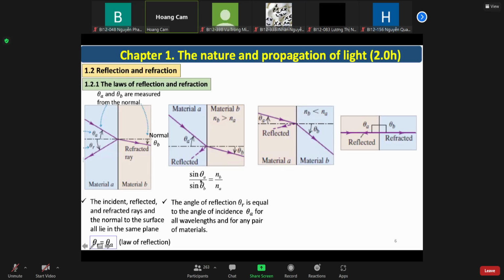And for refraction, we have the relationship between the angle of refraction and the angle of incidence in this manner: sine theta A over sine theta B equals NB divided by NA. So that's the so-called refractive index, or index of refraction.